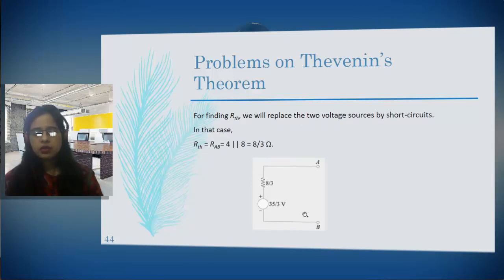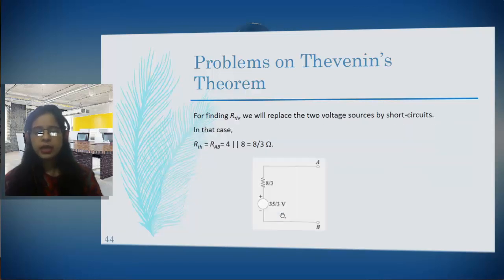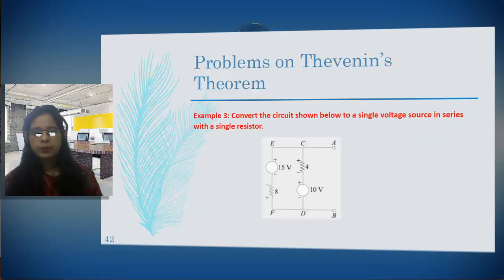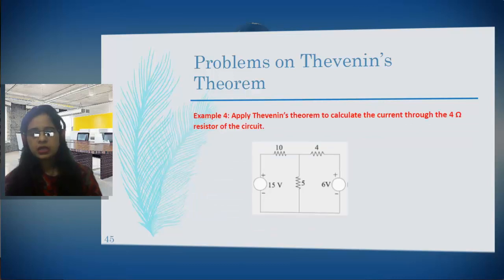So the overall circuit will become VTH in series with RTH, where VTH value is 35 by 3 and RTH value is 8 by 3. So this is the circuit which was asked to do. I hope the problem is clear. Now we see another application, another problem on Thevenin's theorem, then it will be more clear.